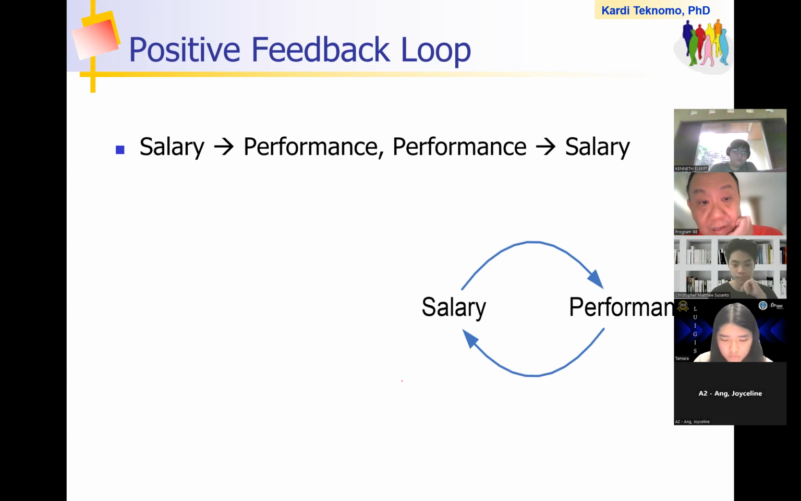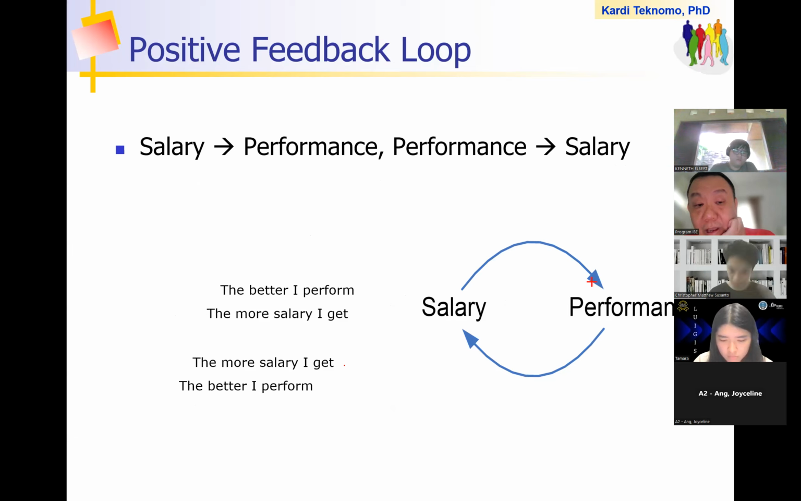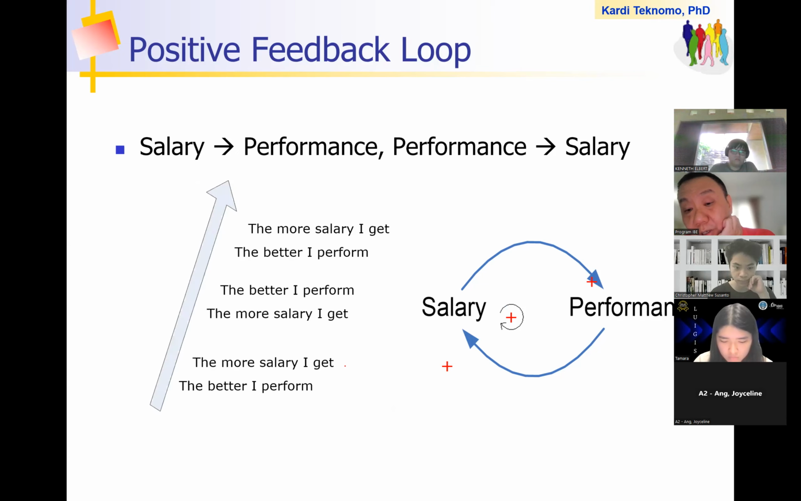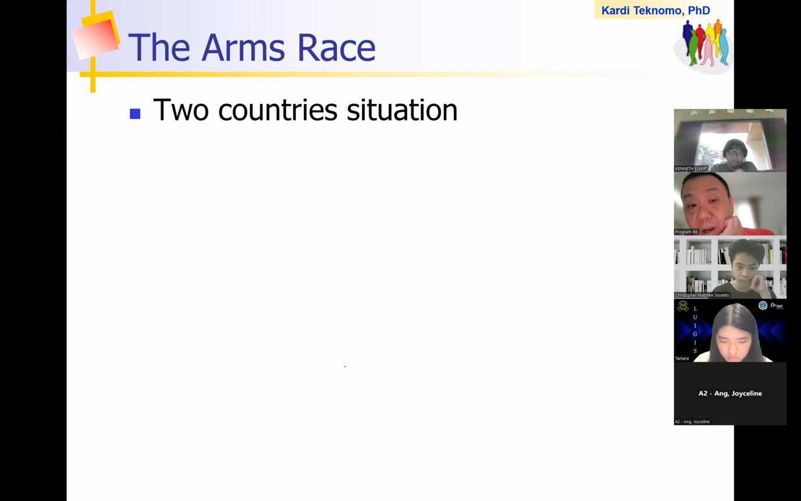Okay, the same here. Remember the salary and performance a while ago. We have a positive feedback loop, right? So the more salary I have, the better I perform. And the better you perform, the more salary you get, right? And then the more salary you get, the better you perform, and so on. So it becomes a positive feedback loop.